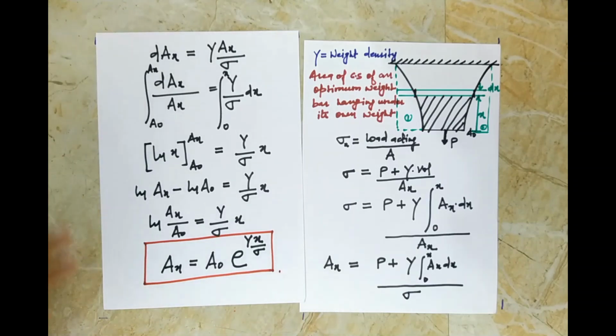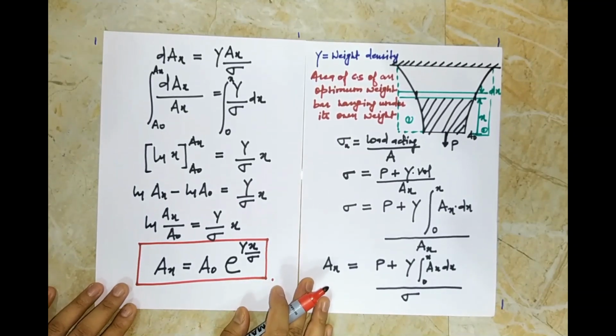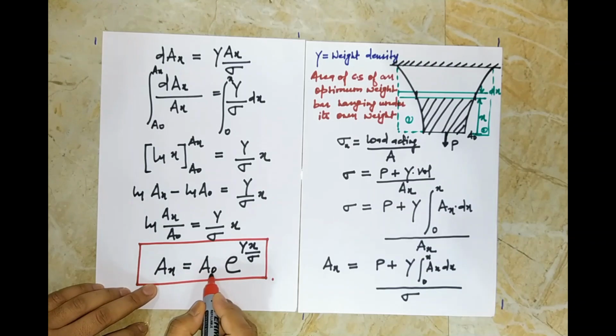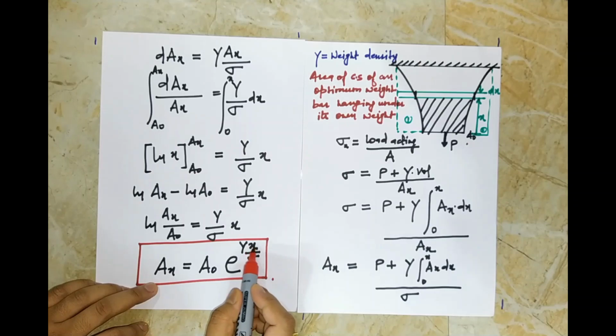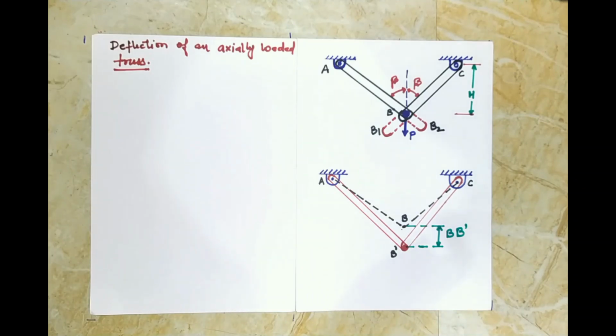So for a bar to be optimum here means that throughout the volume of the bar, when loaded under its own weight, it should have uniform or the same stress acting. So for a area of cross section of optimum weight bar hanging under its own weight, at any cross section x, the area is equal to the initial area of cross section times exponential of gamma, that is weight density, into x divided by stress acting. Let us now find out the deflection in an axially loaded truss.